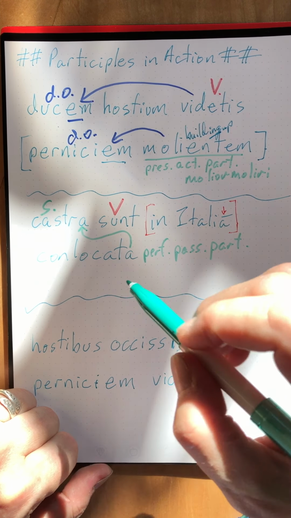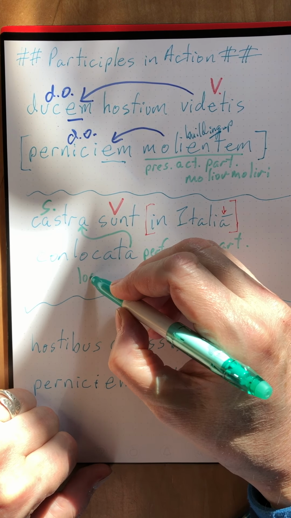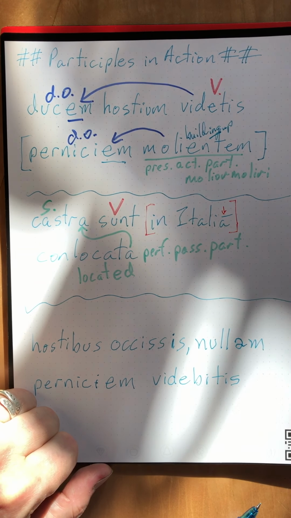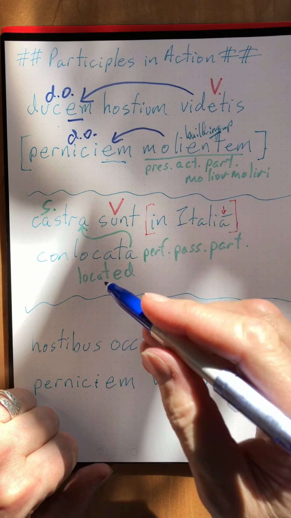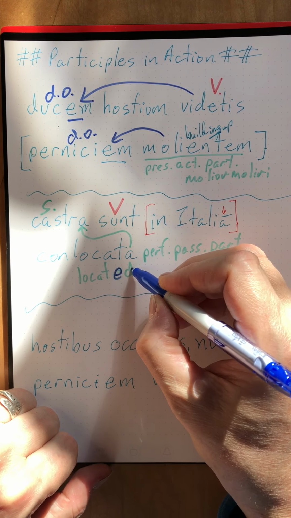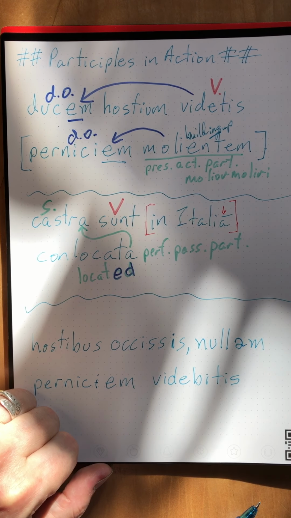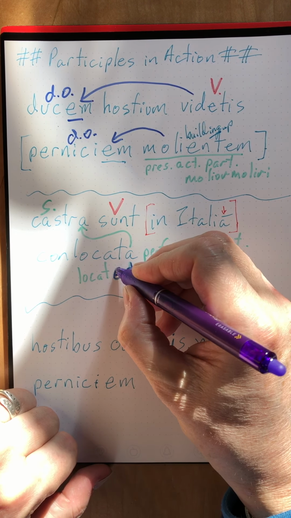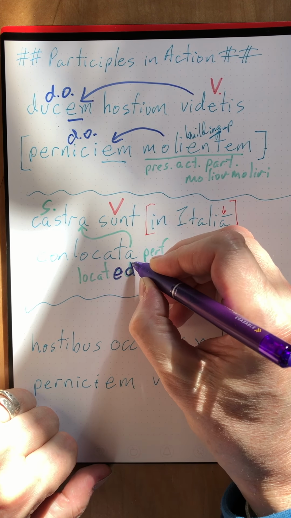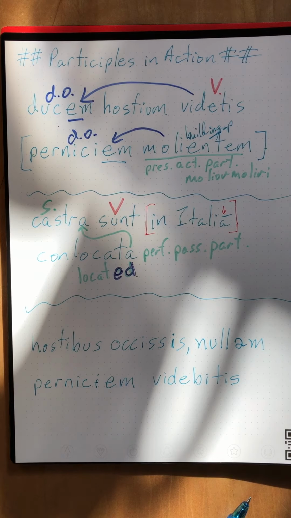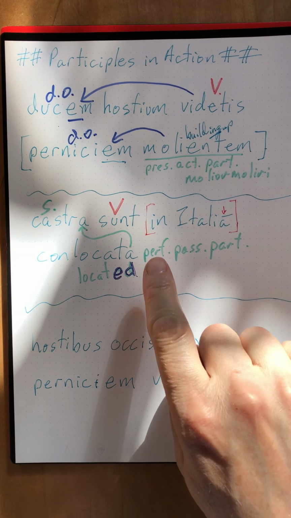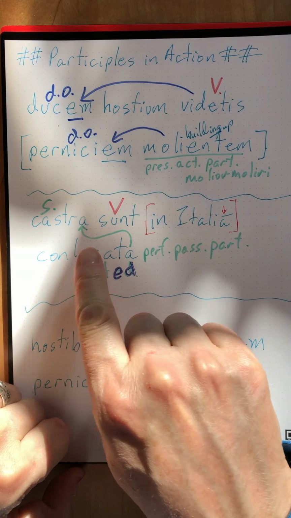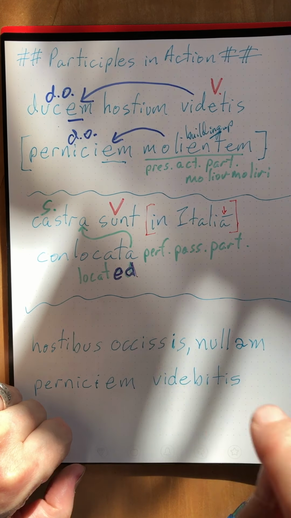Located. And often, with the perfect passive participle, ed. All right? Big ed. I'll emphasize that for you. Okay. Yes. Ed. We'll put a little sort of shadow on that. Ooh, look at that. Ed. Located for the perfect passive participle, modifying castra. There are camps in Italy located.